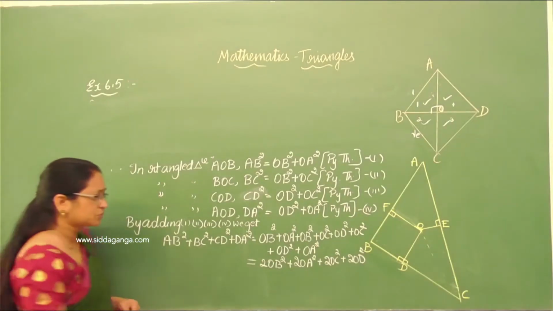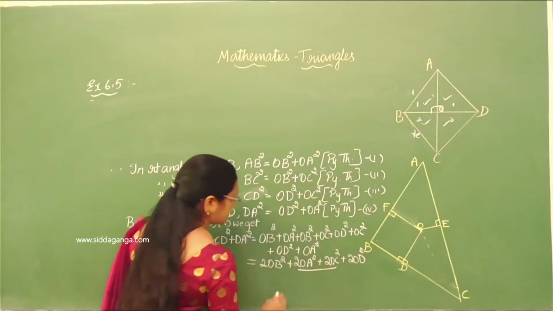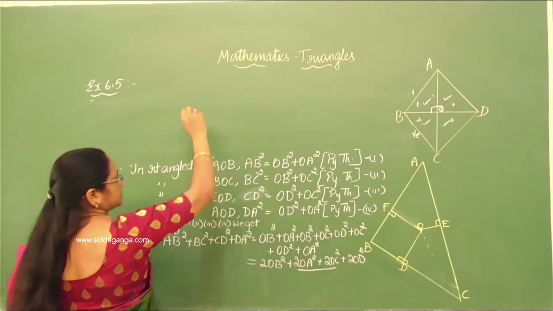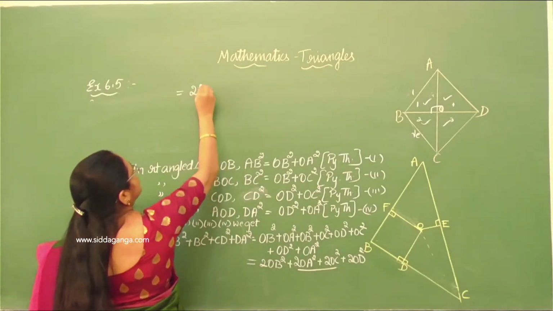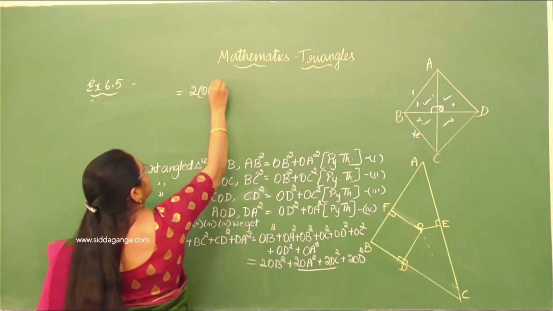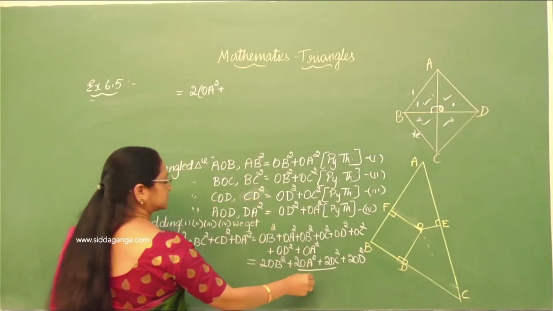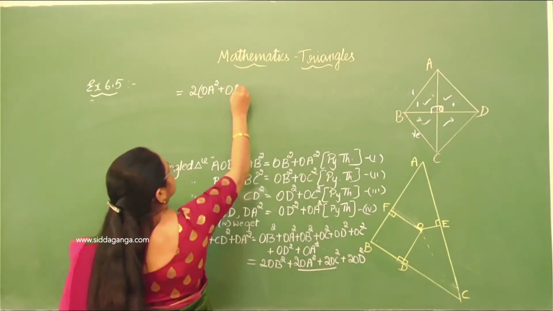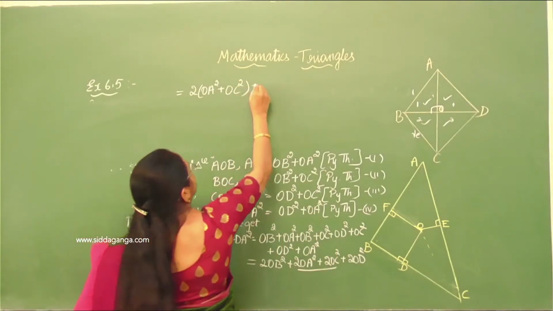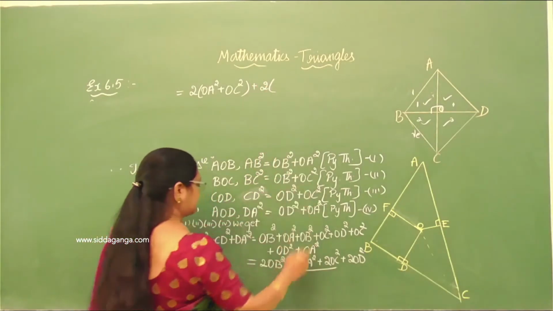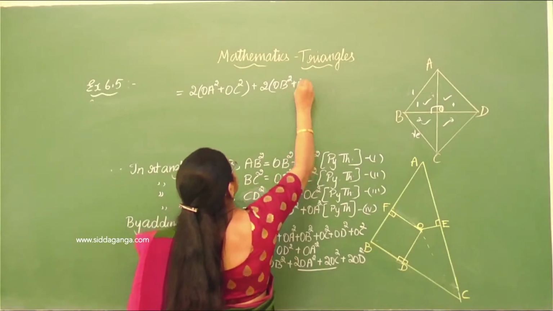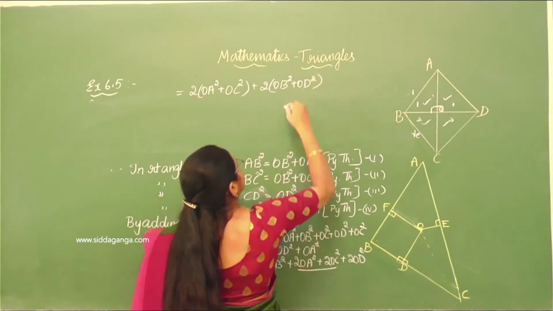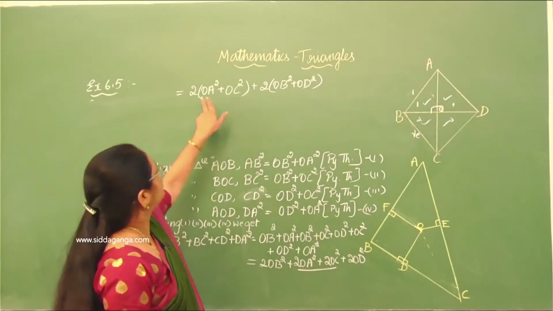Now I'm going to group these two together and these two together. Okay, so here, continue: 2OA square plus OC square, then 2 common OB square plus OD square. Okay, so why did I make this?